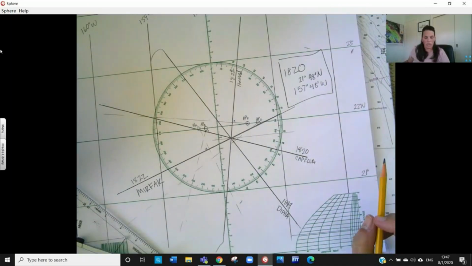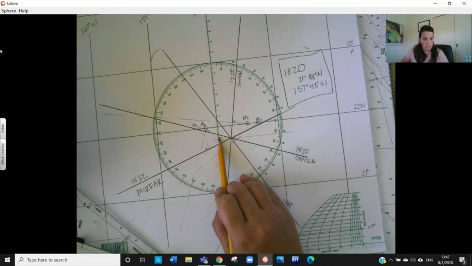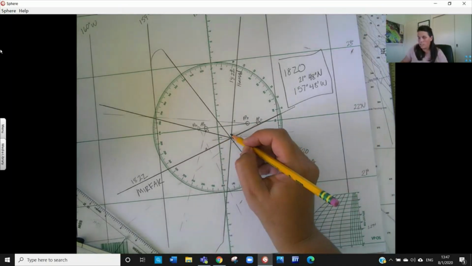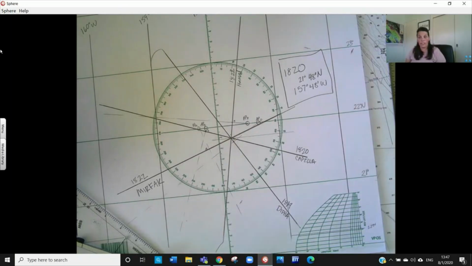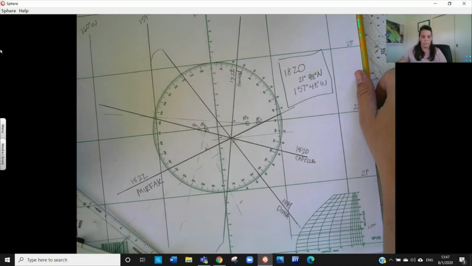My DR was 21 50 and 157 48. So very close, somewhere around there. So that's a good sign. I'm very close to my DR. And I've got a tight pinwheel is what they call it. So that's great. I will scan these and put them on the Google Classroom.